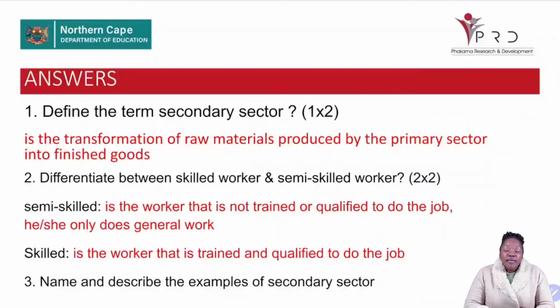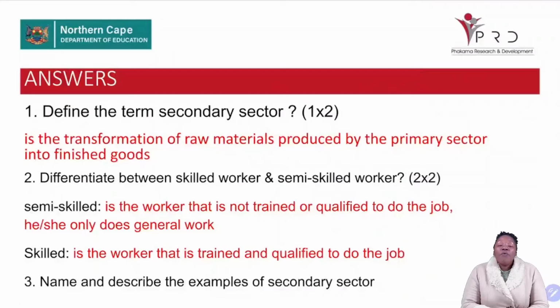Then secondly, if you were to give the difference or to differentiate between the skilled worker as well as the semi-skilled worker. So your semi-skilled, we're talking about the worker that is not trained or the worker that is not qualified to do a certain job. So he or she is given a general work. Then we're talking about the skilled worker. So the skilled worker is the worker that is trained and qualified to do the job.